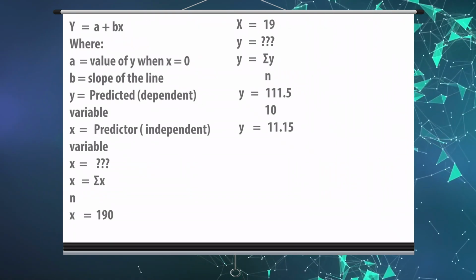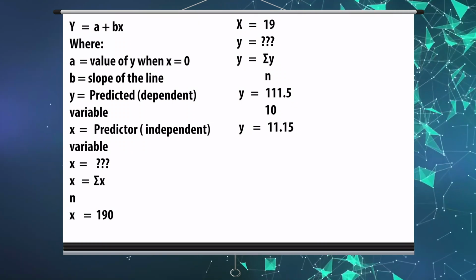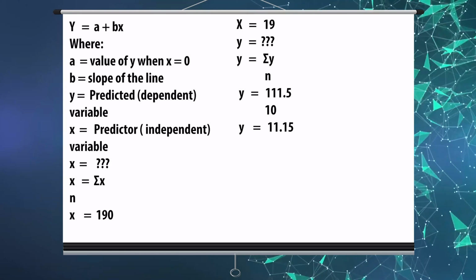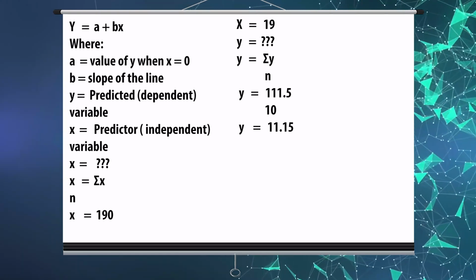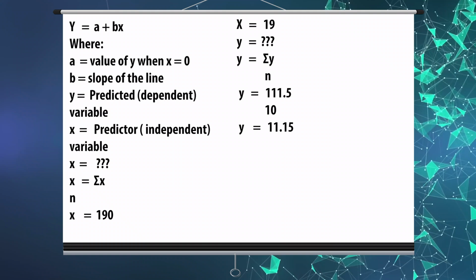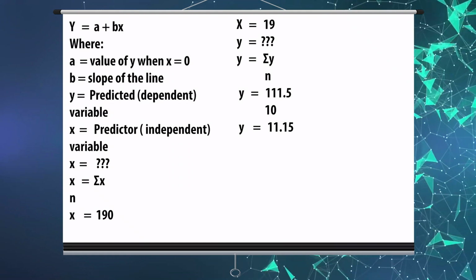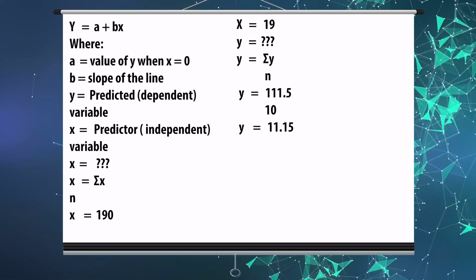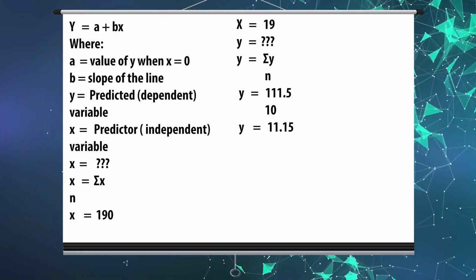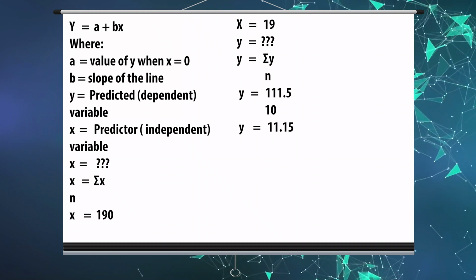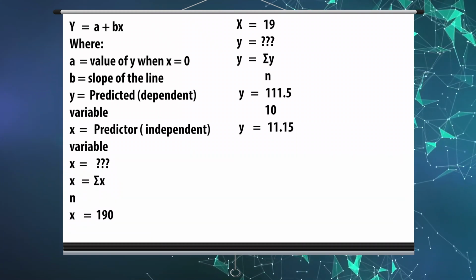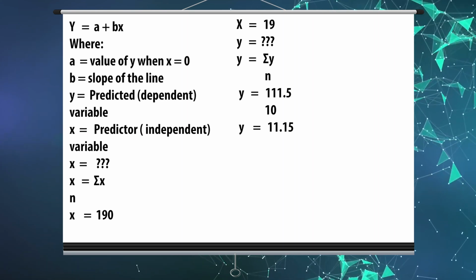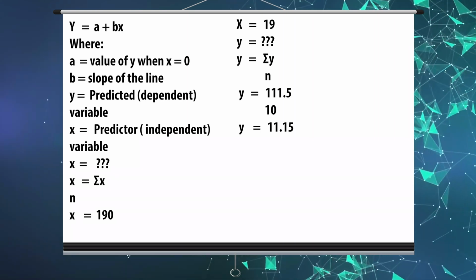So using our equation, y is equal to a plus bx, where a is the value of y when x is equal to 0, b is the slope of the line, y the predicted variable, x the predictor variable. We are looking for the value of x. We know that x-bar is equal to the summation of x over n. Now working on the equation, we are able to get x-bar is equal to 190 over 10. Therefore, getting the value of x-bar equal to 19.